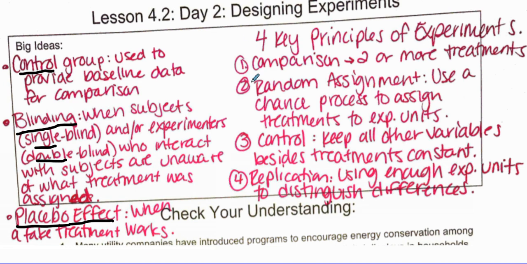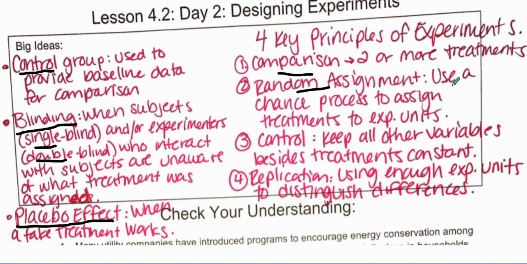There are 4 key principles when you're doing an experiment. The key thing is, first, you need to have comparison of 2 or more treatments. So there has to be comparison. Okay. The next thing is that it needs to be randomized. Same thing as when you're doing surveying, you need to have a random assignment. Without random assignment, you don't have a true experiment.